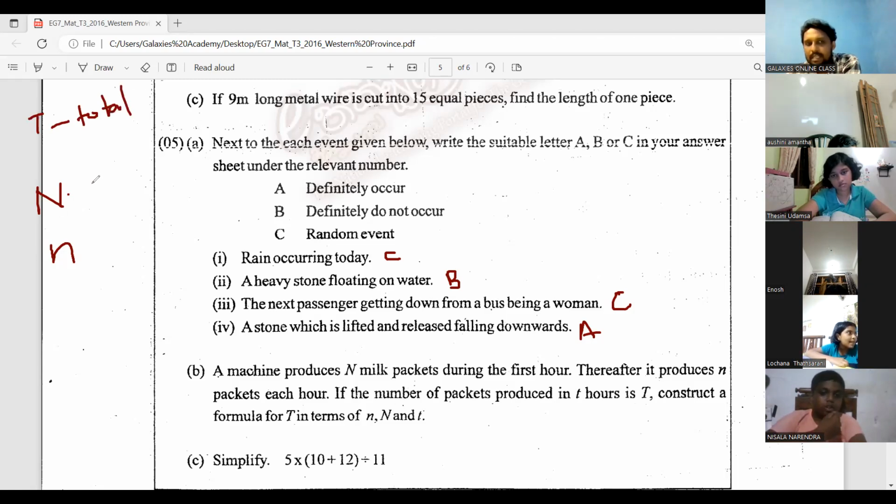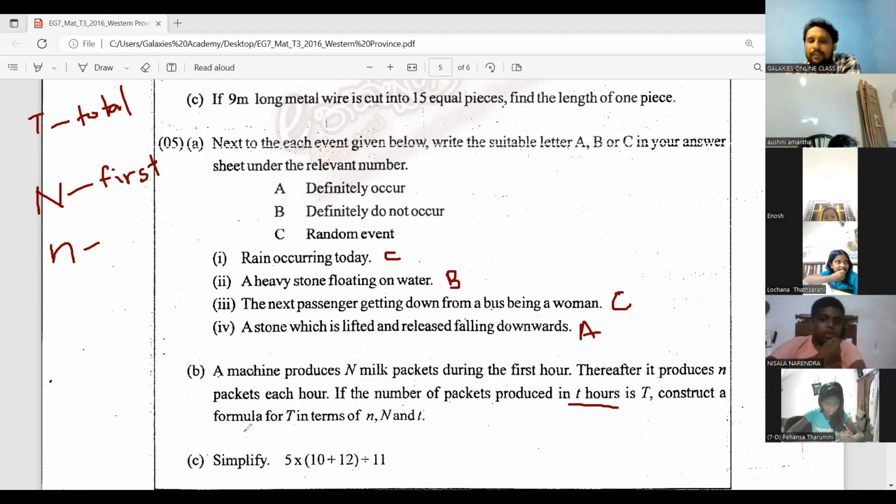Right? In the first hour, capital N packets are produced. After that, every hour, simple n packets are produced. How many total packets, simple T hours? Construct a formula for capital T in terms of simple n, capital N and simple t.